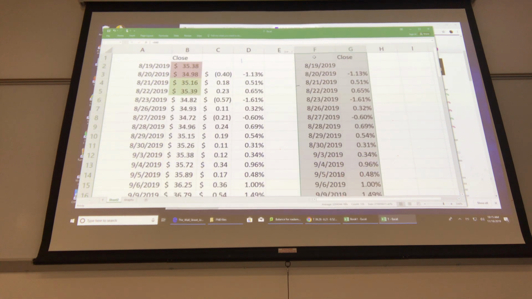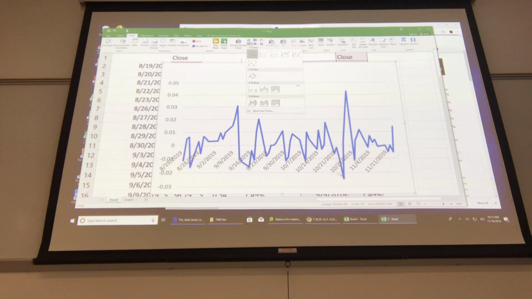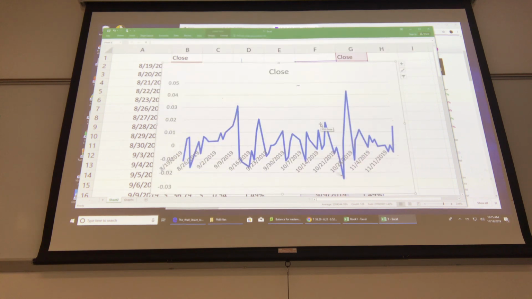Now I will graph the closing price the way I did it before. But now I have a different view. Now I know how the price goes up and down in percentage terms. And I want to use both pieces of information so I can make sense of what is happening. Here is what is happening with my price.